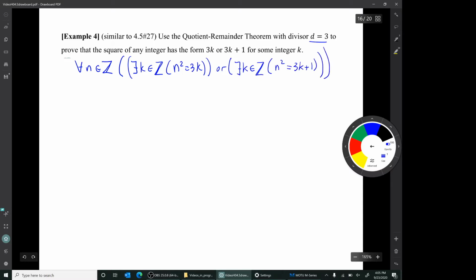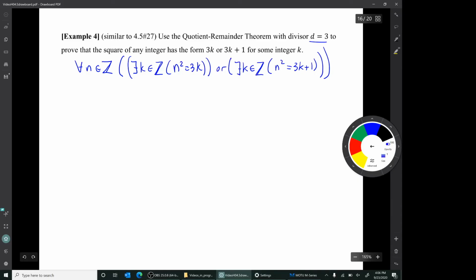So that statement, the square of any integer has that form, can be written formally as this. For all integers n, either you can write n squared as 3k for some integer, or you can write n squared as 3k plus 1 for some integer k. It won't be the same integer k in those 2 cases. Those are separate possibilities.